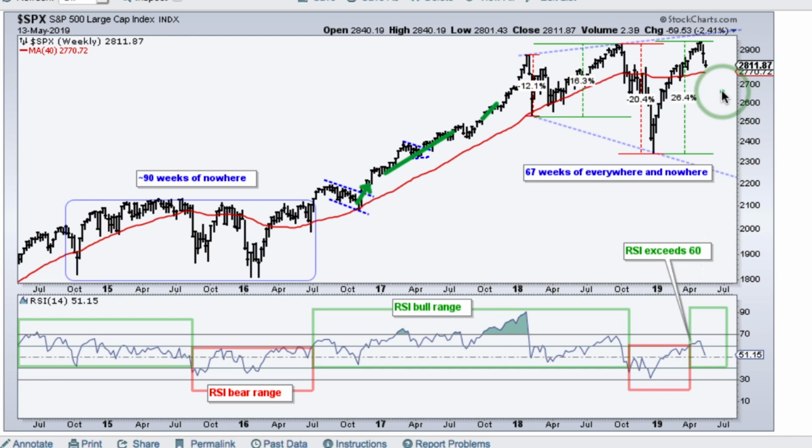We've gone everywhere and nowhere for 67 weeks. And if you look back over here in 2015, we had 90 weeks of nowhere, basically. We first moved above 2,000 there, and we were above and below 2,000 for quite some time. So we've been above and below whatever level you want to pick here, 2,700, for quite some time and gone nowhere.